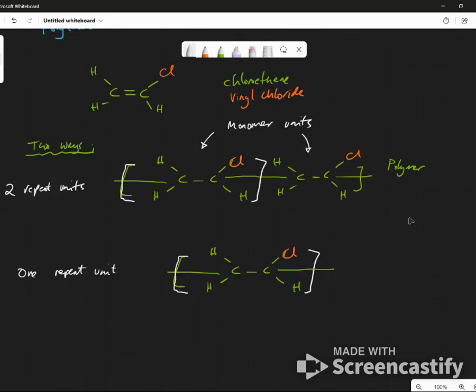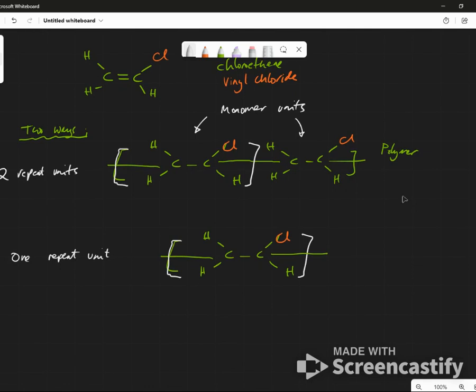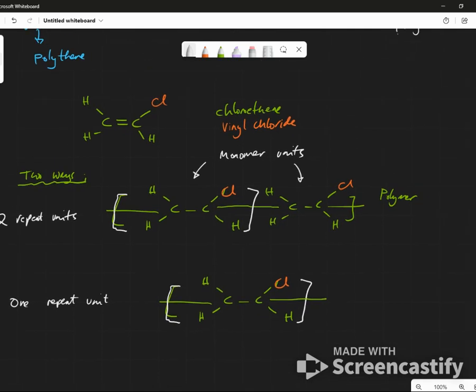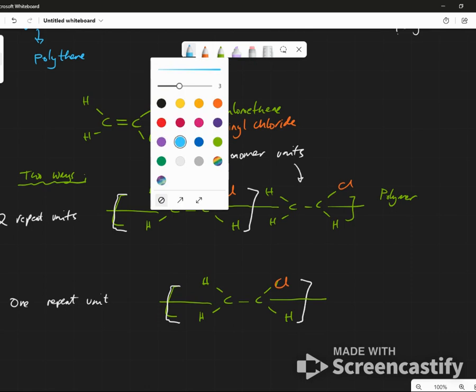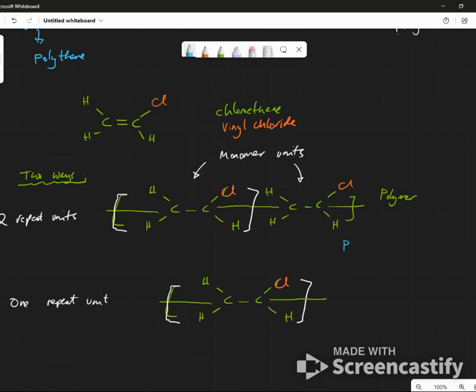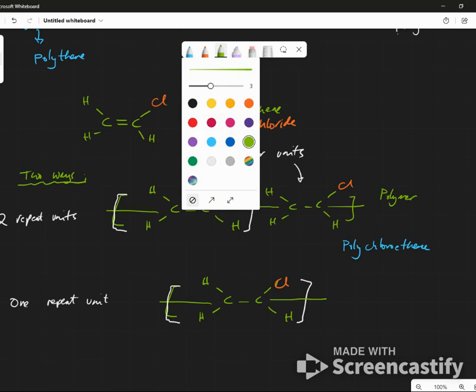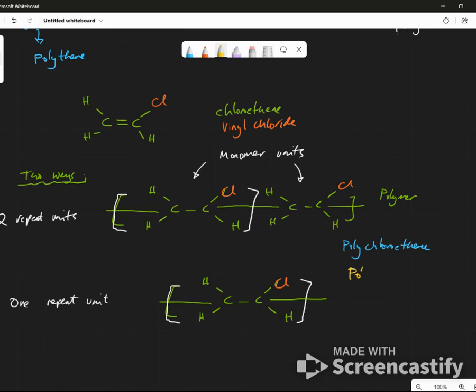All right, so there you go. So there's a polymer. All right, what's the polymer called? Well, the monomer is called chloroethene. So the polymer, let's get a different color. The polymer here is known as poly. Just put poly in front of the name. Polychloroethene. Okay, and it's better known as polyvinyl chloride. Okay, because its other name for chloroethene is vinyl chloride, and this is PVC.